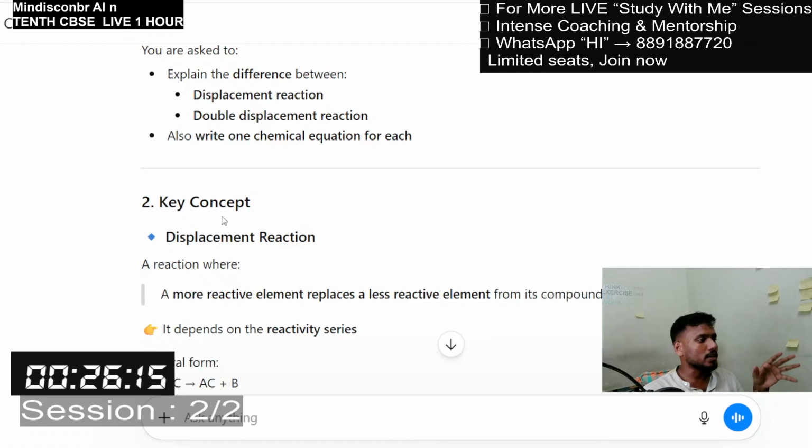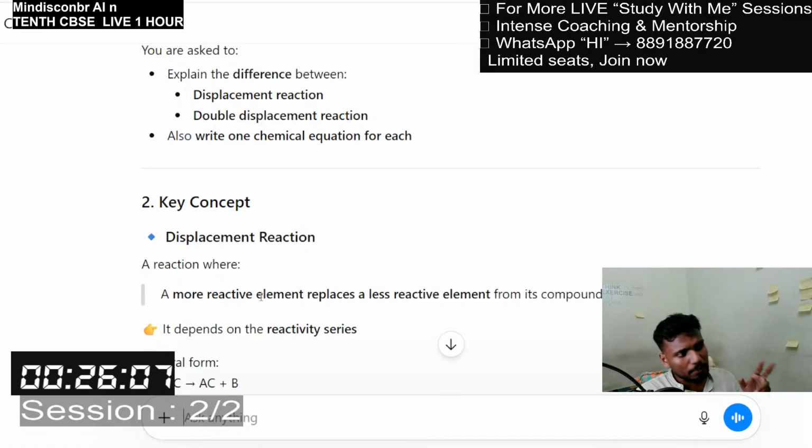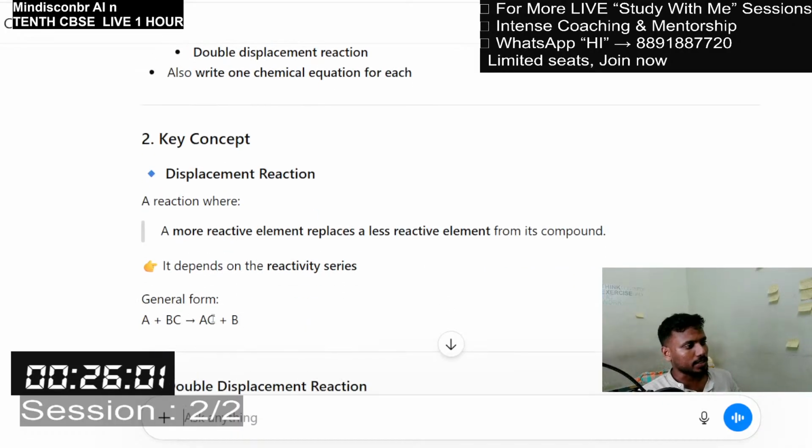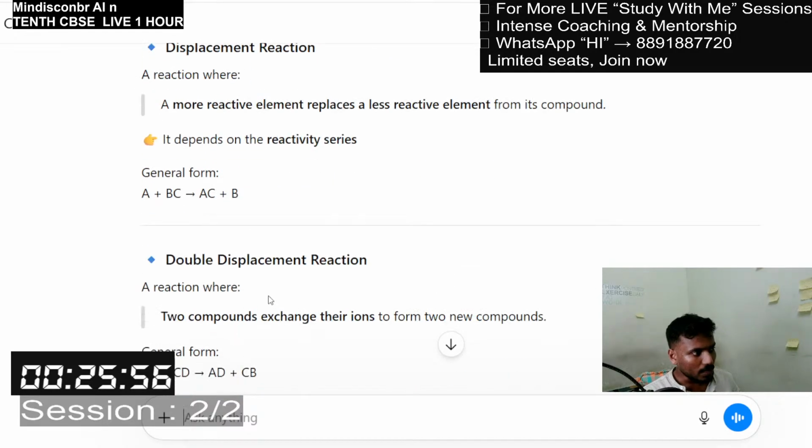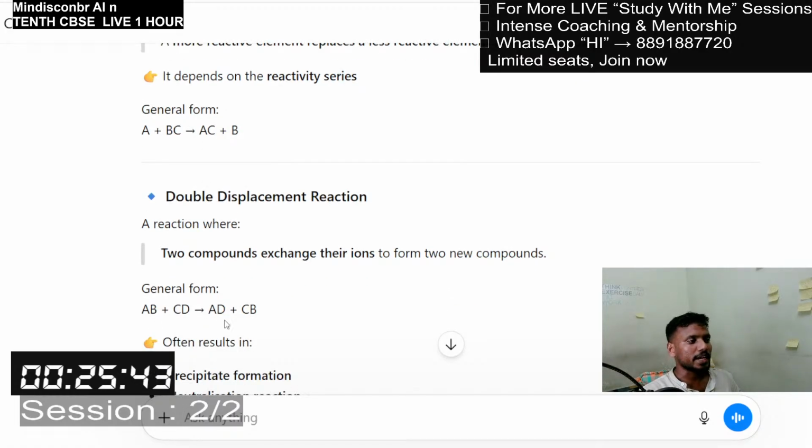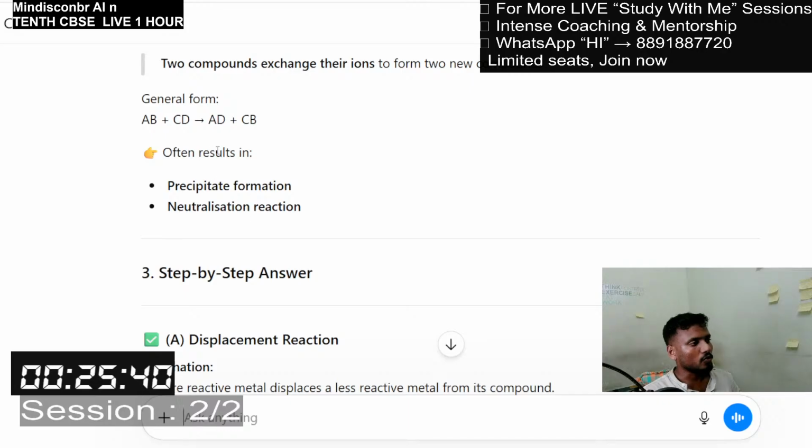So what is a displacement reaction? A reaction where a more reactive element replaces a less reactive element from its compound. It depends on the reactivity series. For example, A plus BC gives AC plus B. What is a double displacement reaction? There, interchange of ions happens between the two compounds. Two compounds exchange their ions to form new compounds. The general formula is AB plus CD gives AD plus CB. It often results in precipitate formation and neutralization reactions.